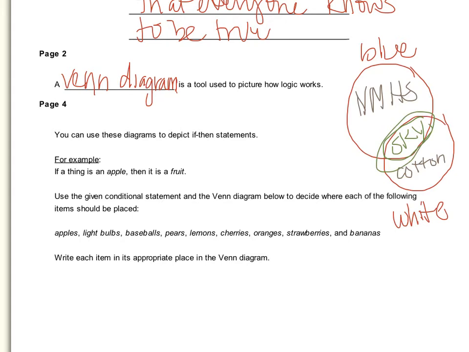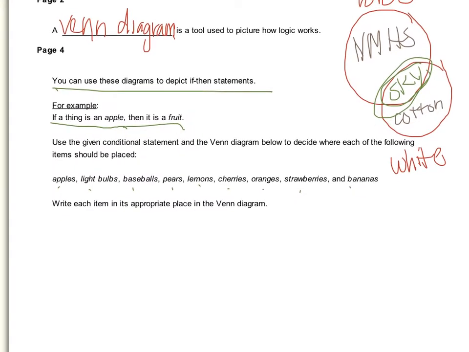Another example is given to us below. They have this statement that says you can use these Venn diagrams to help depict if-then statements. And that's what we're really going to be doing with them. So, for example, if you had a statement that said, if a thing is an apple, then it is a fruit. And then they gave you these other words: apples, light bulbs, baseballs, pears, lemons, cherries, oranges, strawberries, and bananas. And you're supposed to write these words in the appropriate place in the Venn diagram.